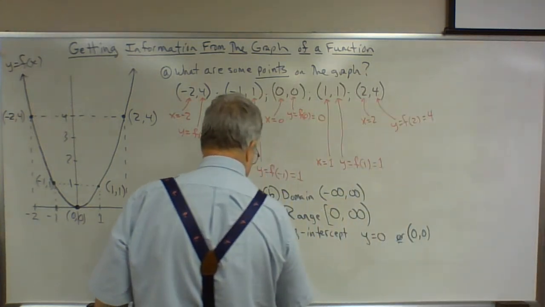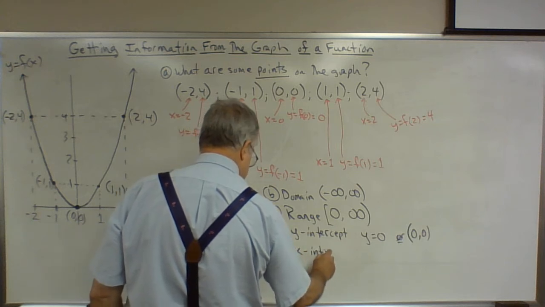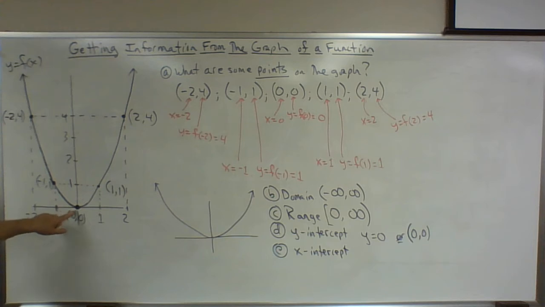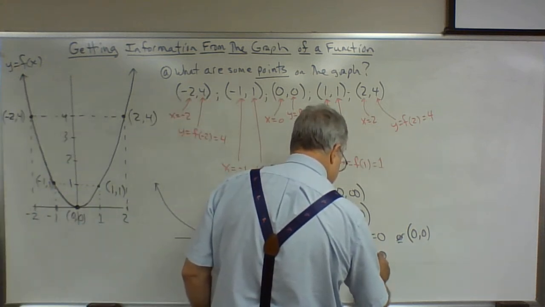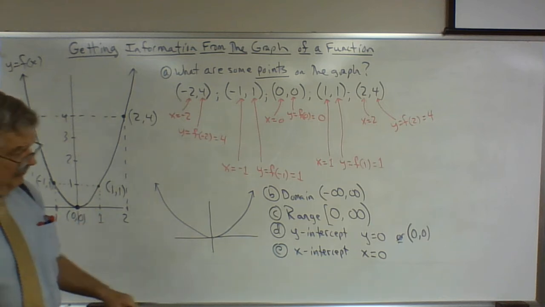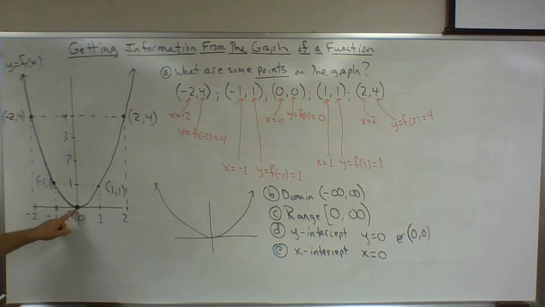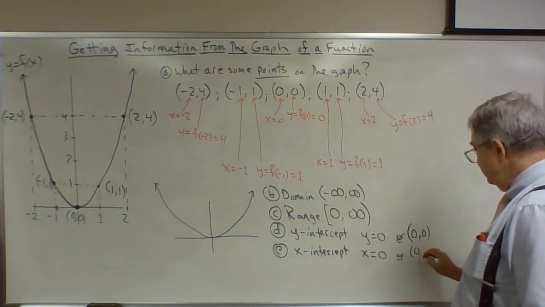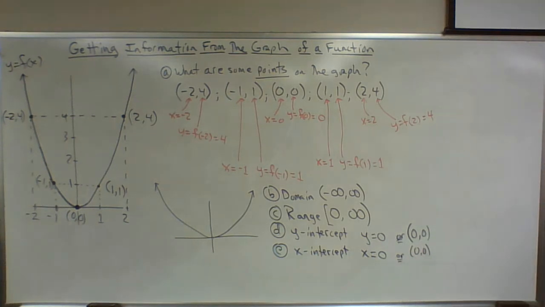Now what about the x-intercept? Well, this graph intersects the x-axis at one point, right at x equals 0. But what is the y-coordinate of any point on the x-axis? Isn't the x-axis the set of all points where y equals 0? So we could say that the x-intercept is x equals 0. That's where it intersects the x-axis. We could also say that it's the point x equals 0, y equals 0. Now let's ask some more questions.